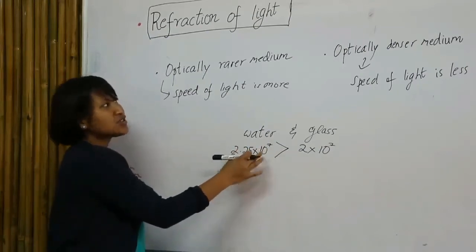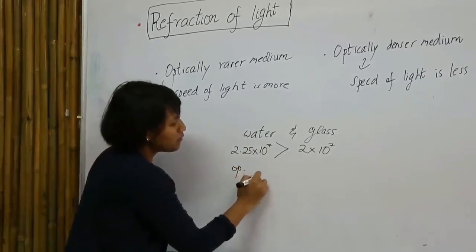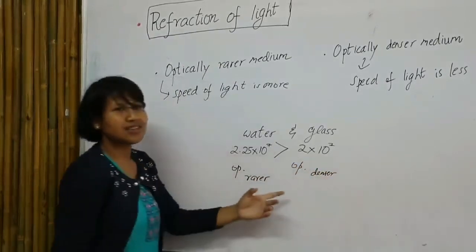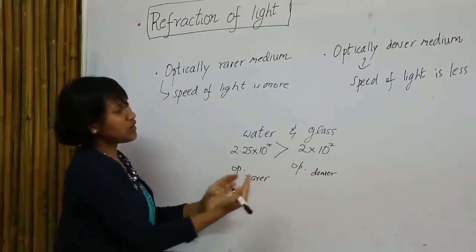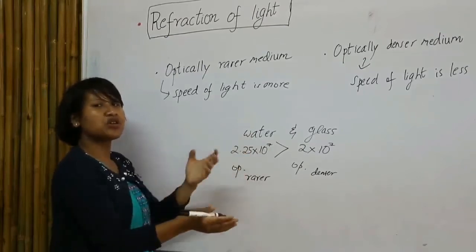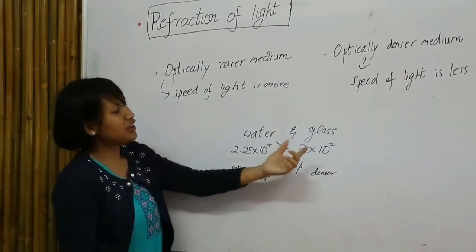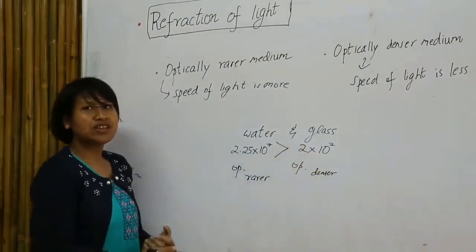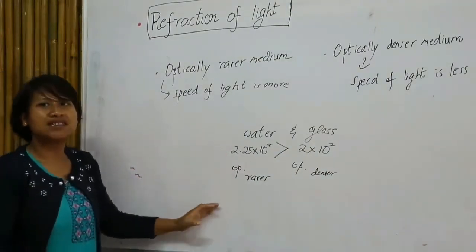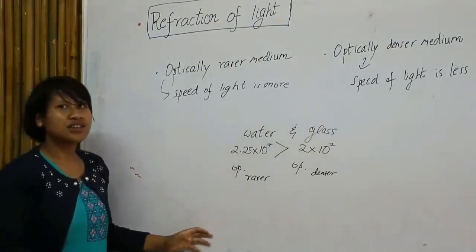So this will be called what? An optically rarer medium. And this will be called what? An optically denser medium. So we call them so only after comparing between the two media. Which one is rarer and which one is denser? The one where the speed of light is more is rarer, and the one where it is less is an optically denser medium. And remember that optical density has nothing to do with mass density. Mass density is different from optical density.